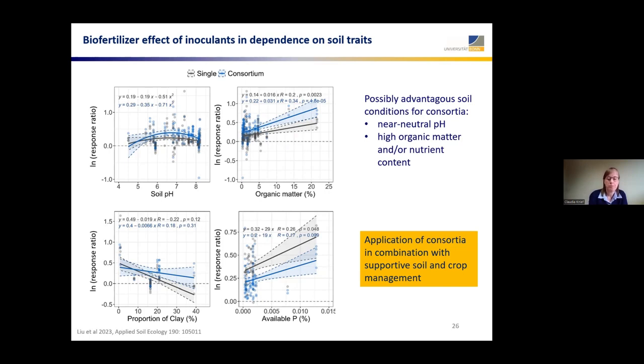And that means that if we want to apply microbial strains as individual strains or consortia, we may have to think about the soil conditions and about options to change crop management in a way that the environmental conditions for the microbes become more supportive.